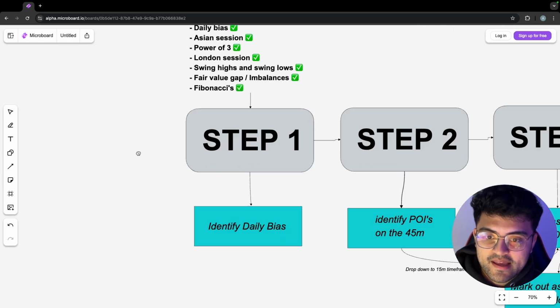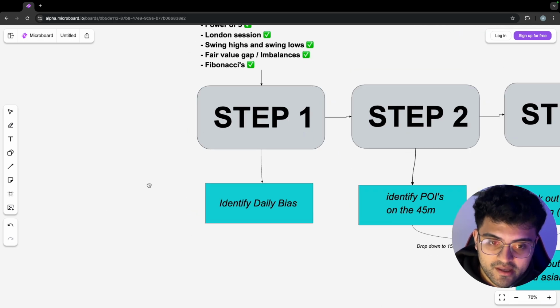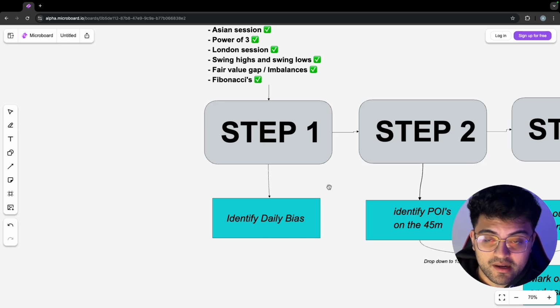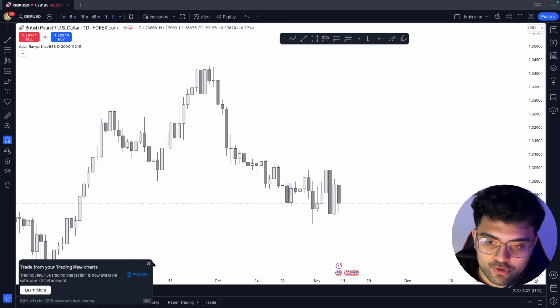So step 1 is we identify our daily bias. But now you might be asking, Arjun, what is the daily bias? How do we identify it and how do we go through it? So I'm not going to just leave you like that and just say identify the daily bias. I'm going to actually tell you how to find it out. And that's when we go on TradingView.